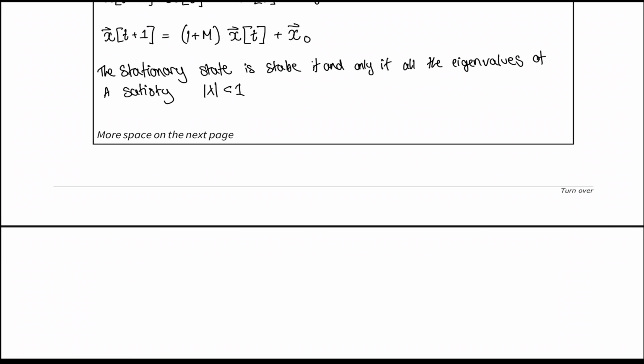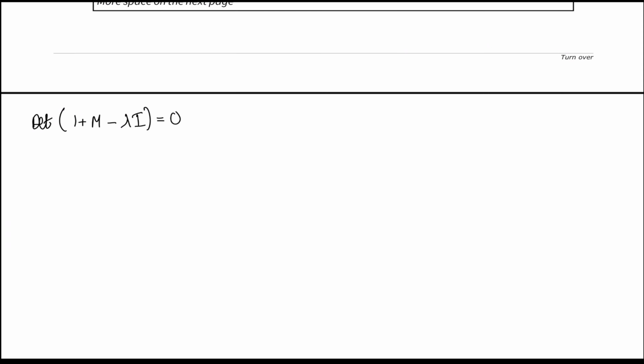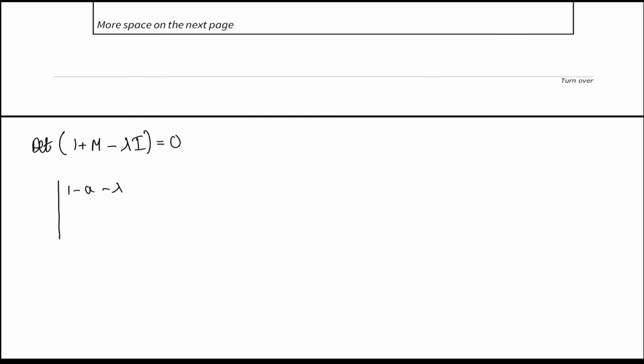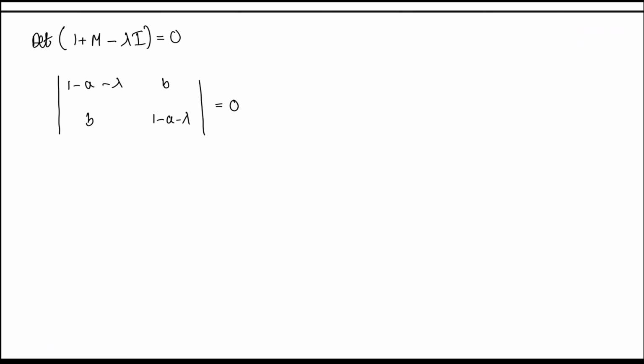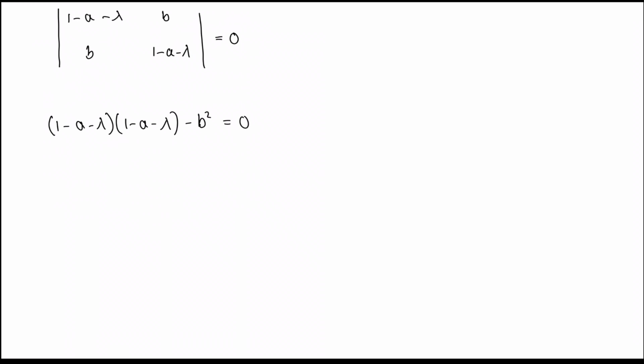we will first have to work out the characteristic equation. We do that by doing the det of this matrix 1 plus m and minusing it by lambda I and equating that to 0. So if we write down this matrix, it is 1 minus a minus lambda, b, and then 1 minus a minus lambda. And we need to work out the determinant and make it equal to 0. So we do these two multiplied by each other, and then minus b squared is equal to 0.